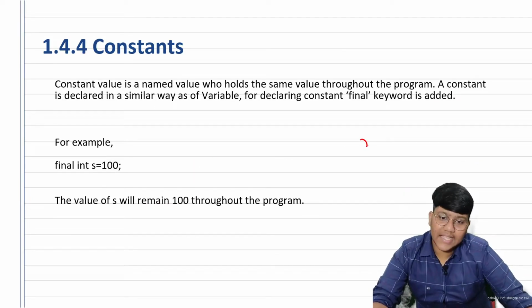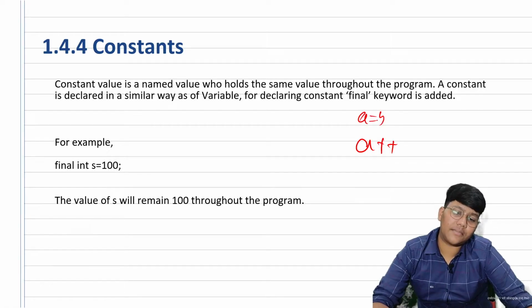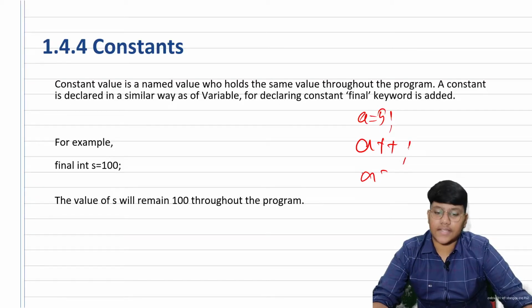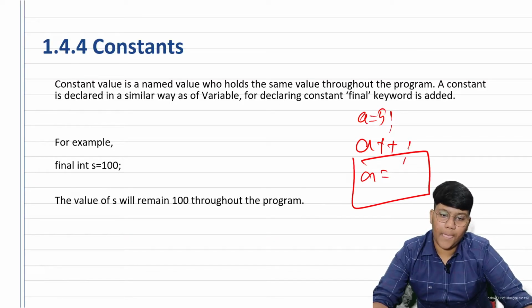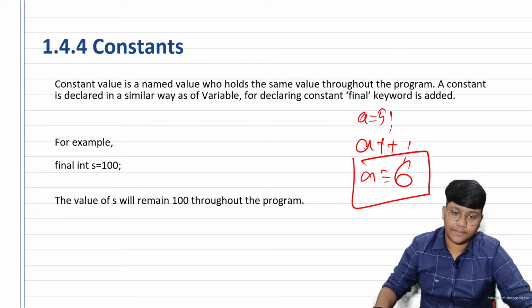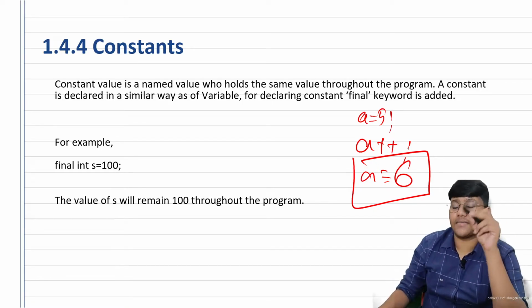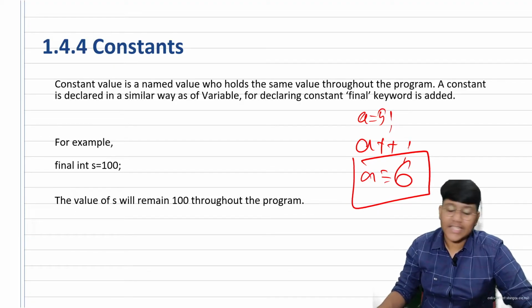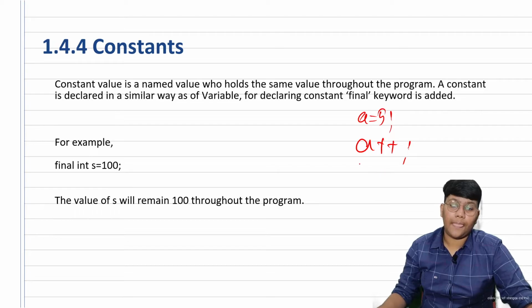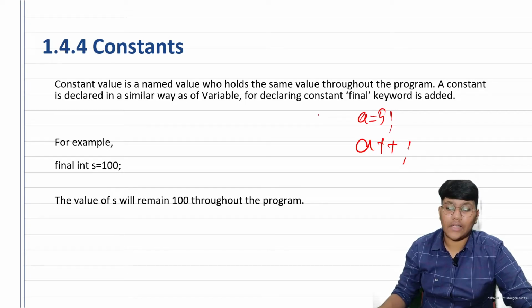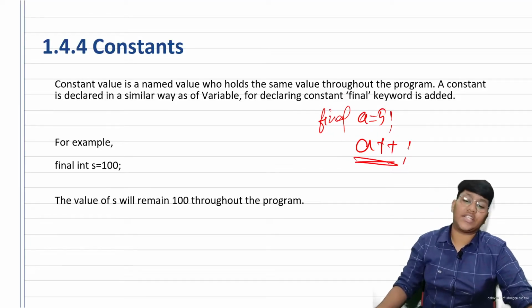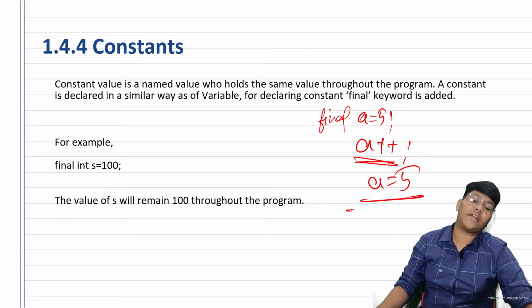Constants. Now variables can change their value. For example, if a equals 5, a plus plus, so a will become 6. But here comes the difference. A constant's value cannot change. For example, instead of writing a equal to 5, we write final a equal to 5, so changing it will be invalid because a is a constant. a cannot change its value, a will always remain 5.